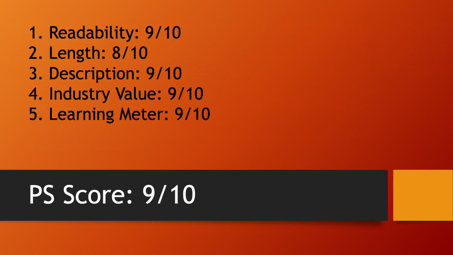Let's look at the PS score for this paper. Overall, this paper is a pretty decent read, so it gets 9 out of 10 on readability. With 10 pages, it scores 8 out of 10 on length. It's an analysis of an existing system with a pretty good description, so that makes it 9 out of 10. Its industry value and learning meter are high, so it gets 9 out of 10 on each, with an overall PS score of 9 out of 10.